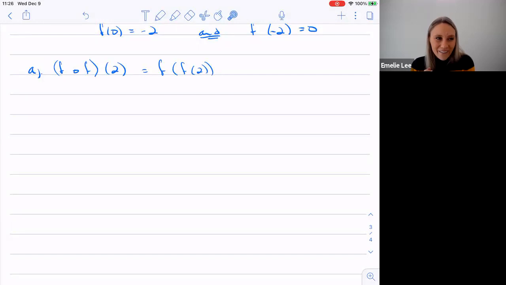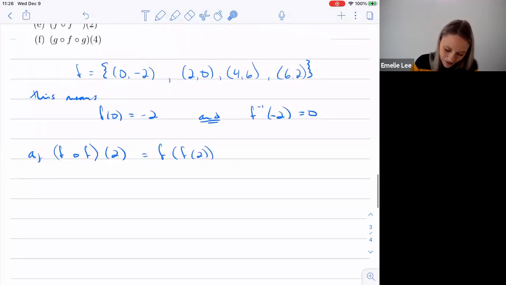So now, right, what I'm doing is, looks like we had a eureka moment. That's great. I'll keep going. So here, f of 2, I can replace that with a 0, right? f of 2 equals 0.